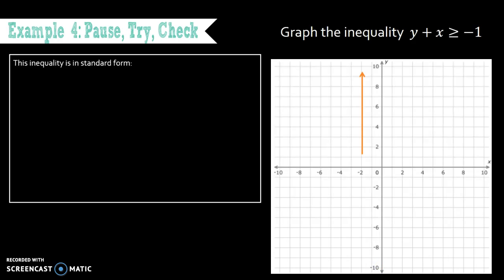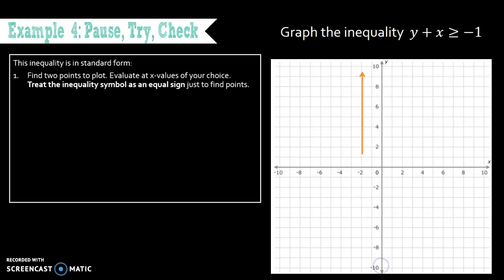Notice that your inequality is in standard form. It is not in slope-intercept form. That means that we can either rearrange it and get it in slope-intercept form, or we can go ahead and just find 2 points to plot. Hopefully you evaluated at some easy x values, and just treat your inequality as an equal sign while you're working, just for the sake of finding some points.